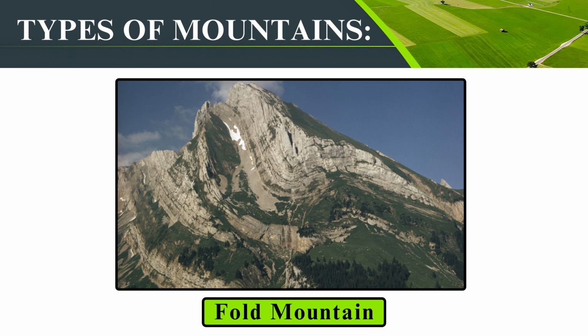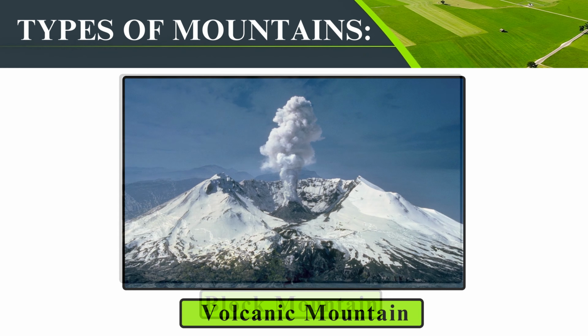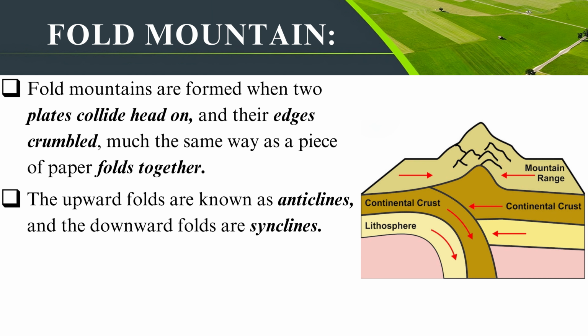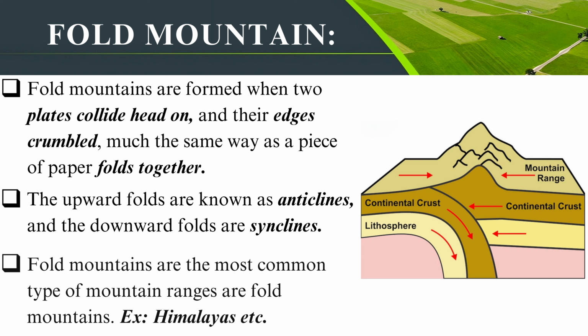The types of mountains: fold mountain, block mountain, and volcanic mountain. Now, fold mountains. Fold mountains are formed when two plates collide head-on and their edges crumble, much the same way as a piece of paper folds together. The upward folds are known as anticlines and the downward folds are synclines. Fold mountains are the most common type of mountain ranges, for example the Himalayas, etc.